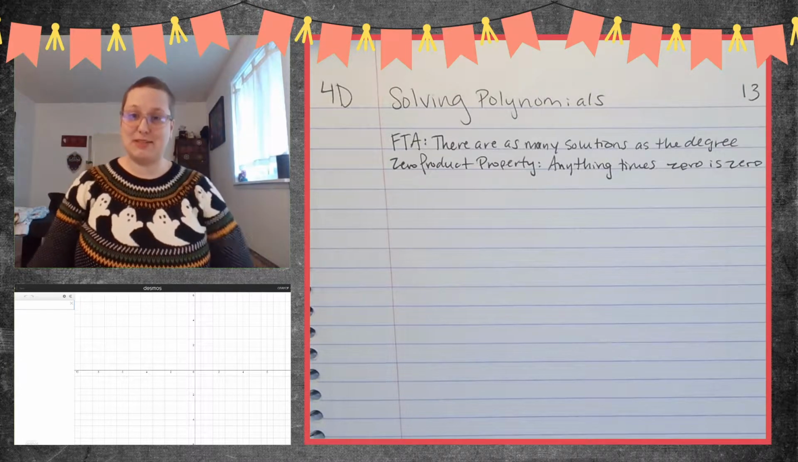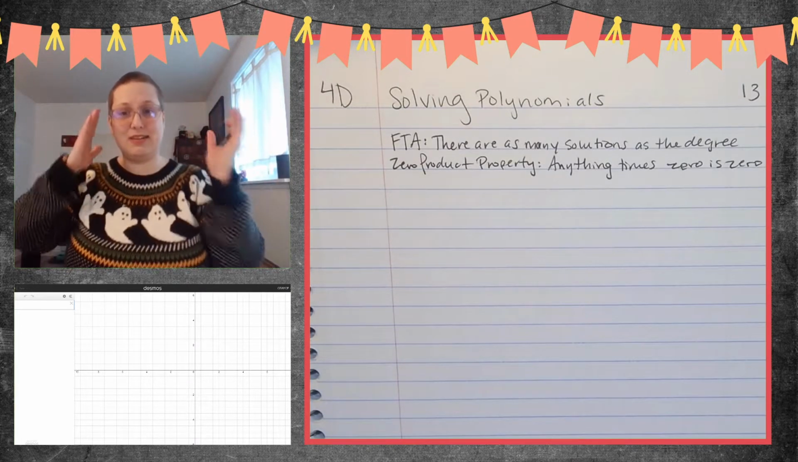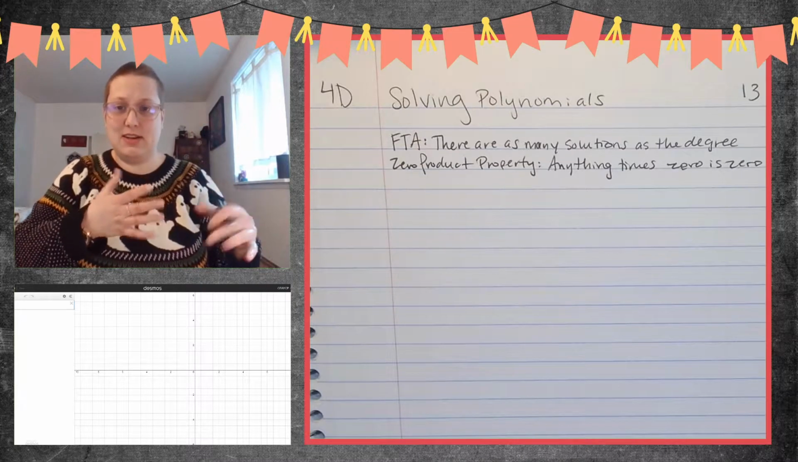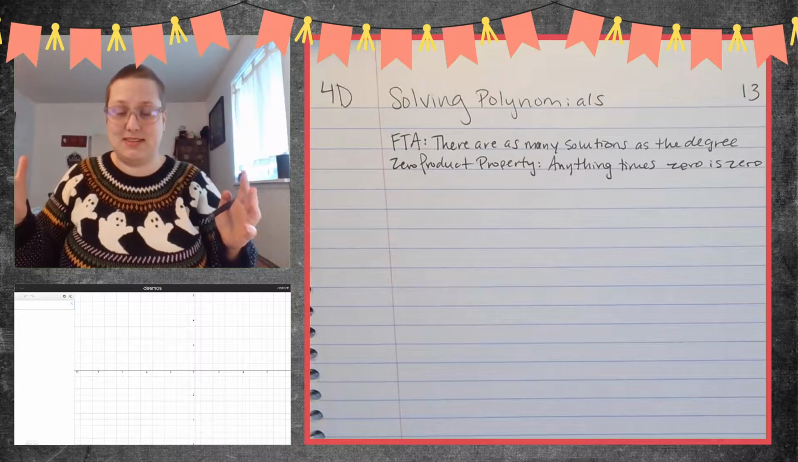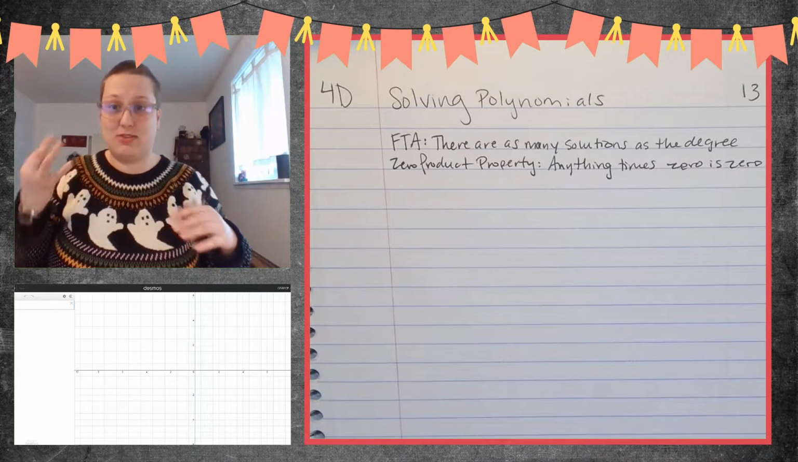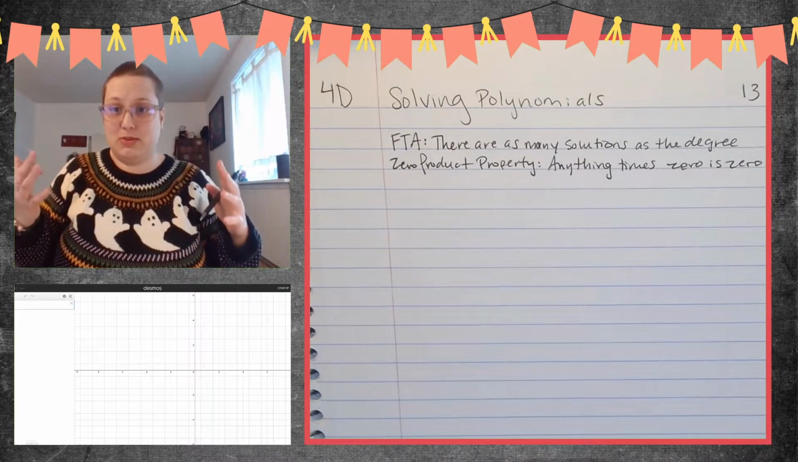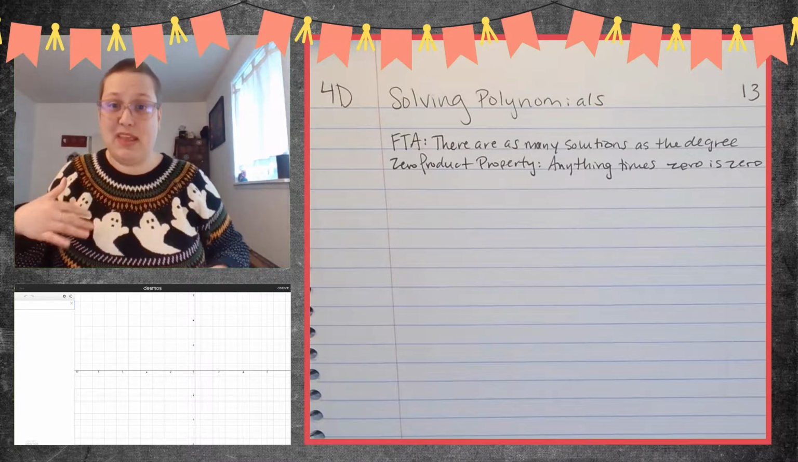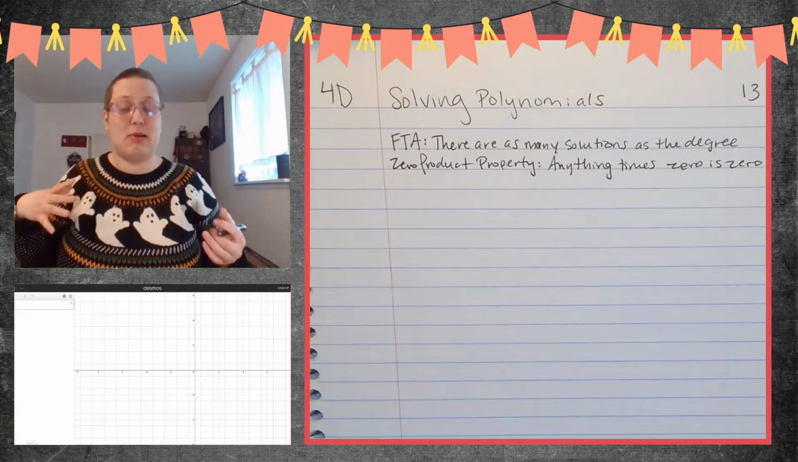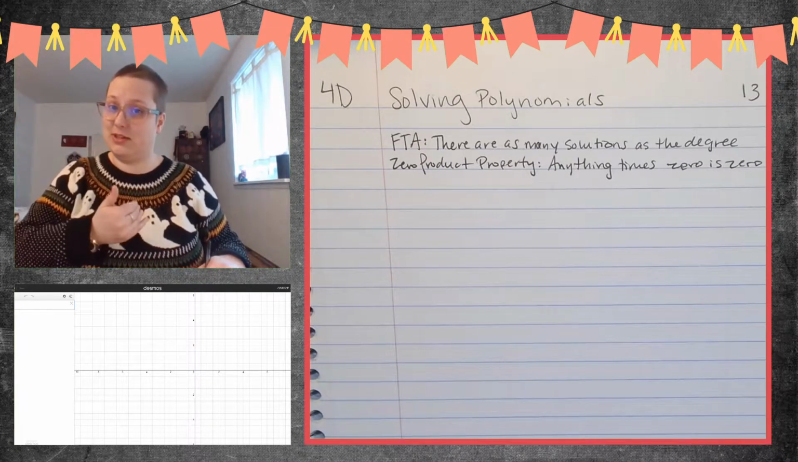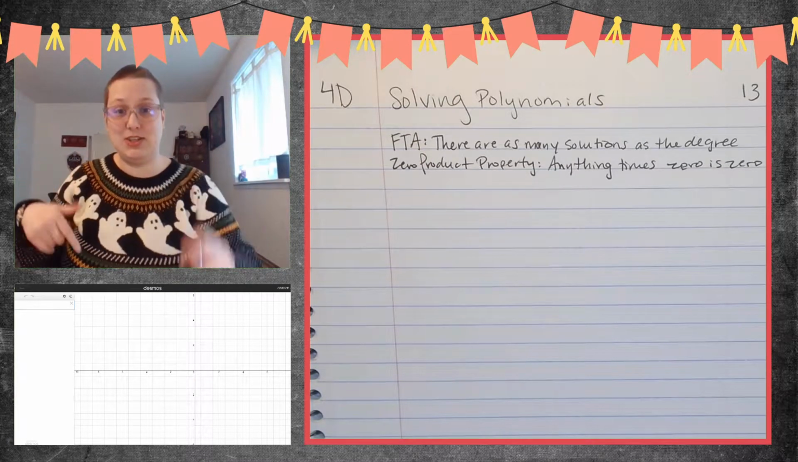Maybe. The fundamental theorem of algebra is that there are as many solutions as the degree is. So if it's a third degree polynomial, it has 3 answers or 3 roots or 3 solutions. Those are all the same thing. And the zero product property tells us that anything times 0 is 0. Let's put these to use.